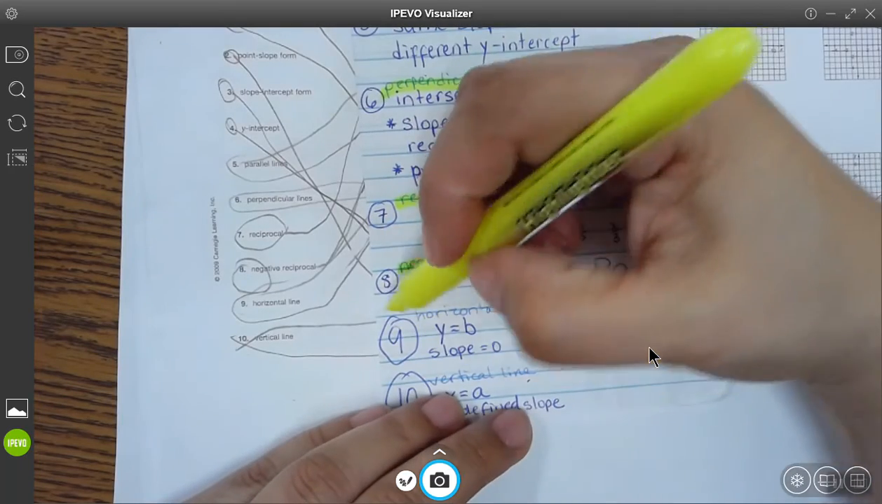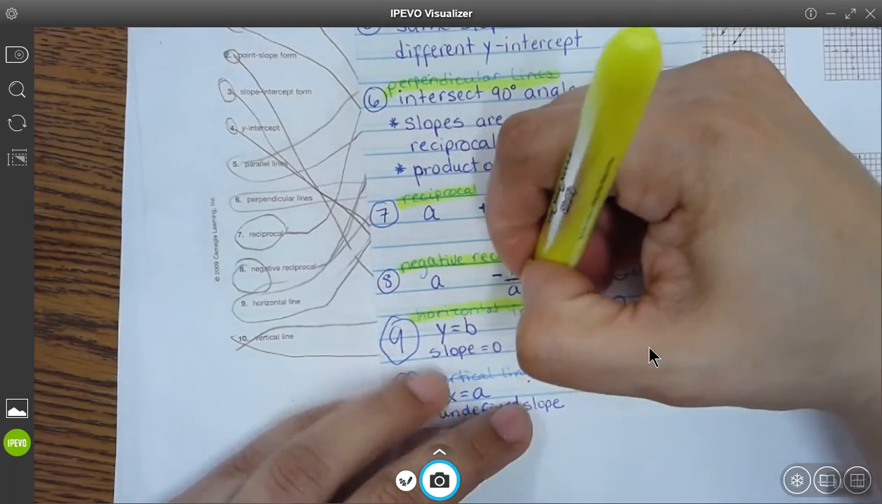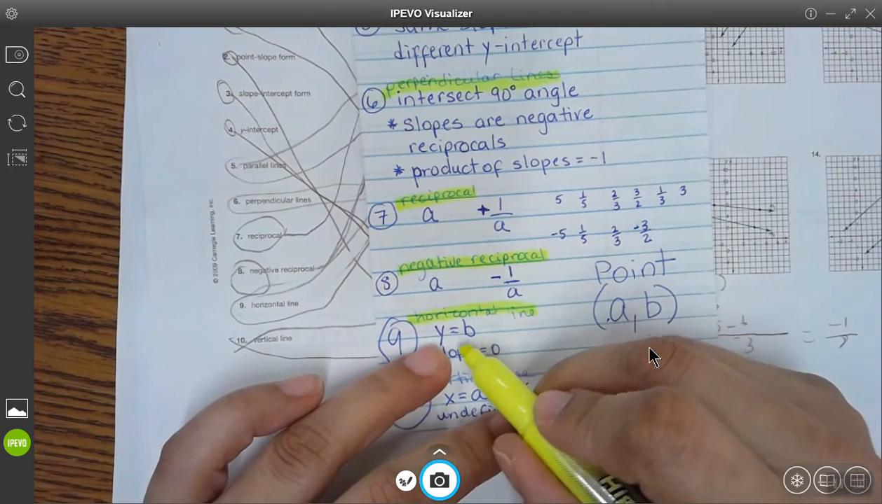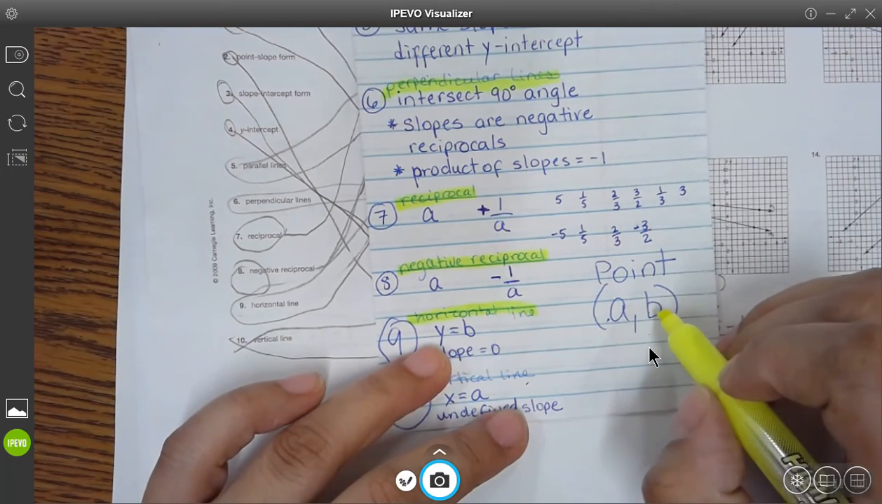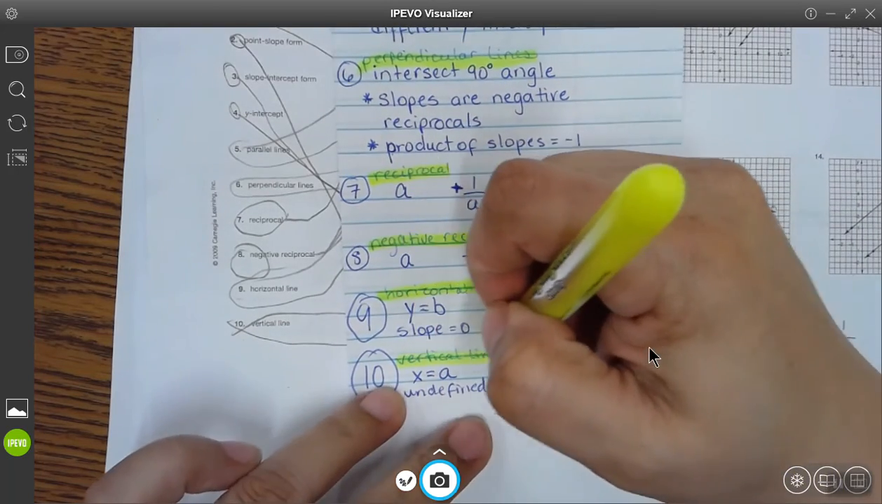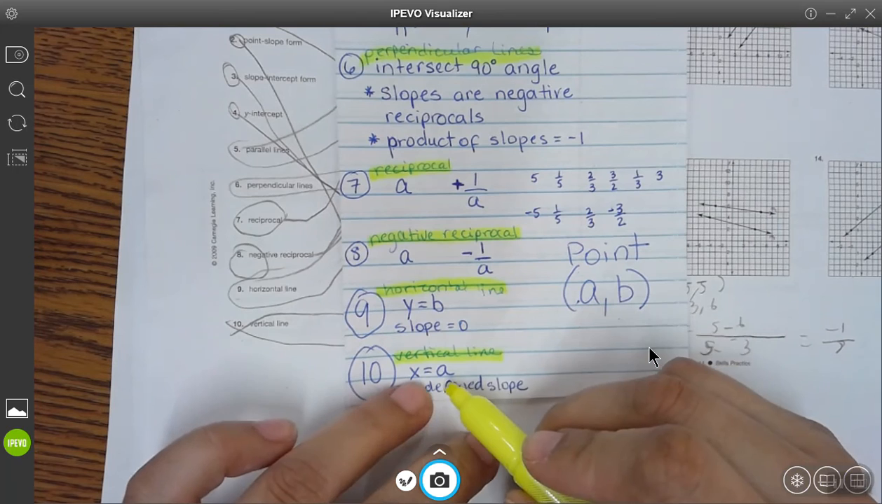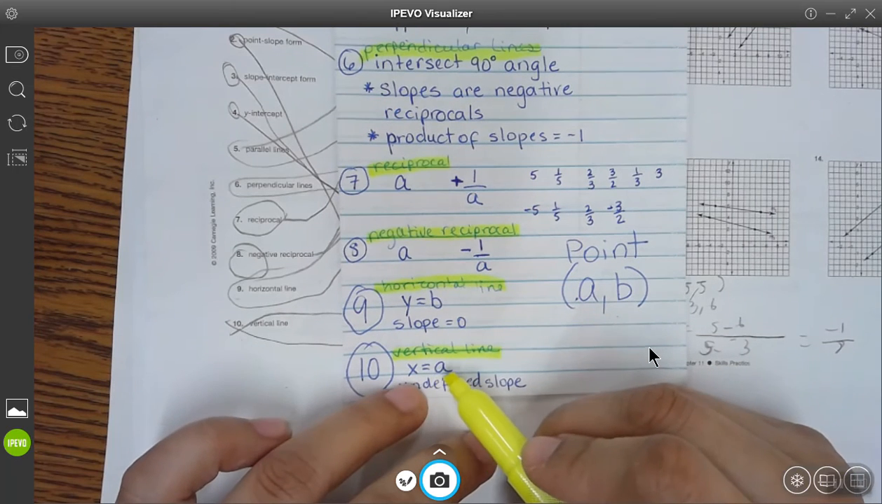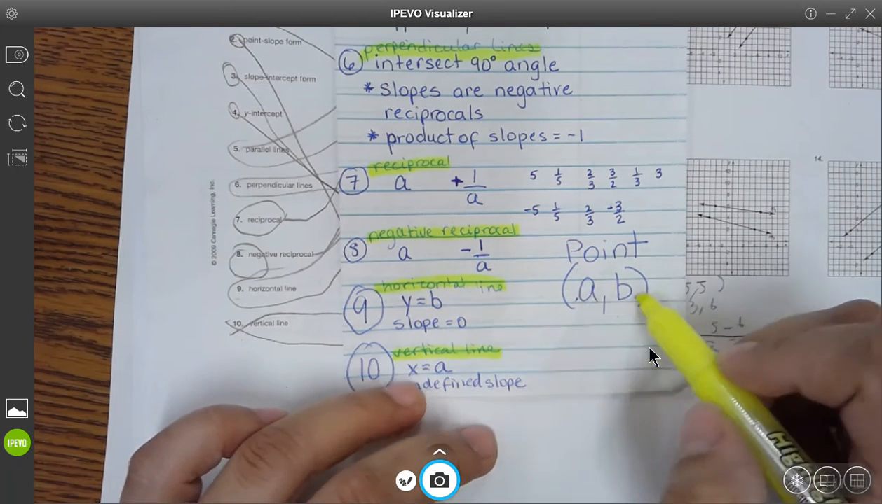Horizontal lines have a slope of 0, and their equation looks like this: y equals b, whatever the y value is at the point that you're at. And vertical lines have an undefined slope, and we write its equation as x equals a, whatever the x value is at the given point.